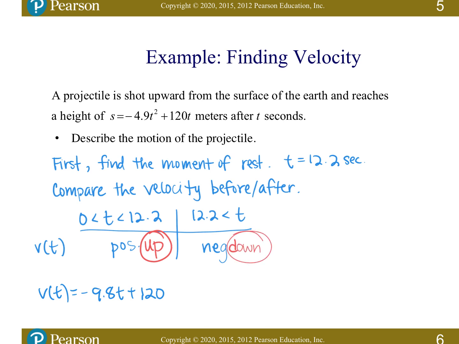So if you were to describe the motion and write it for me, you would say from 0 to 12.2 seconds, the projectile is moving up. After 12.2 seconds, the projectile is moving down. How do I know it's up and down? Because the problem told me it was shot upward. If I was doing a Pinewood Derby car or something going mostly on a flat surface, well, it comes down a little bit, but you might say it was going forward or backward or left and right. Okay, any questions about that?